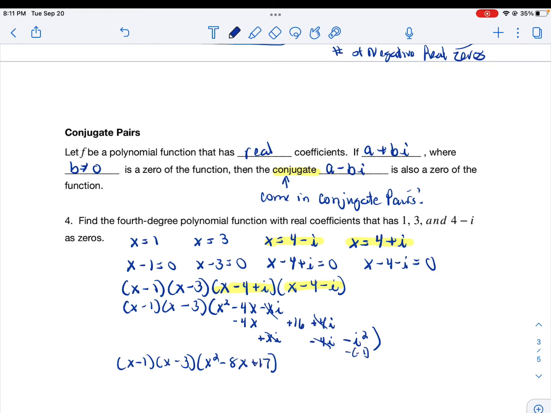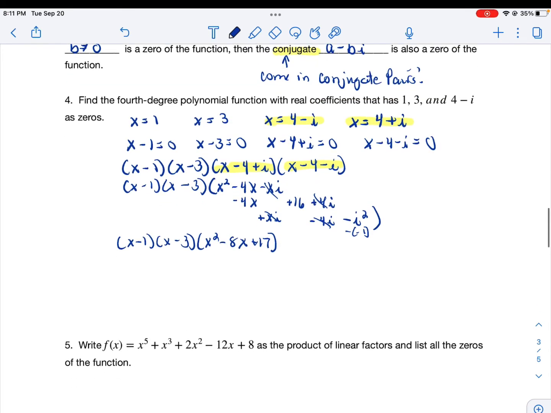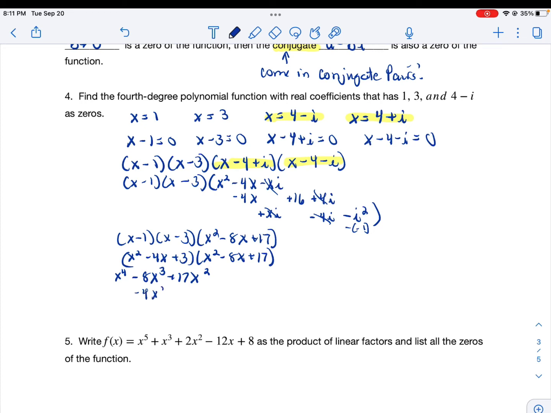And then multiplying x minus 1 and x minus 3 together, I get x squared minus 4x plus 3, times this x squared minus 8x plus 17. Now I'm going to multiply these 2 together, so it's a lot of multiplying. I'm distributing the x squared to everything in the second parentheses, then the negative 4 to everything in the second parentheses, and finally the 3 to everything in the second parentheses.